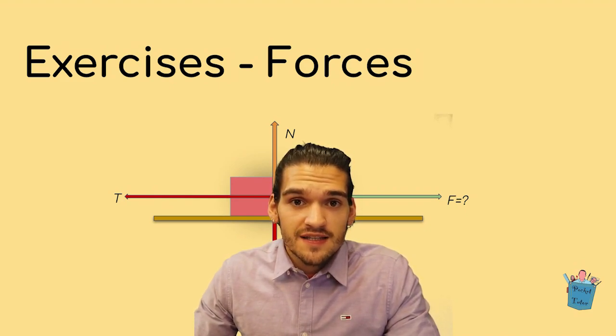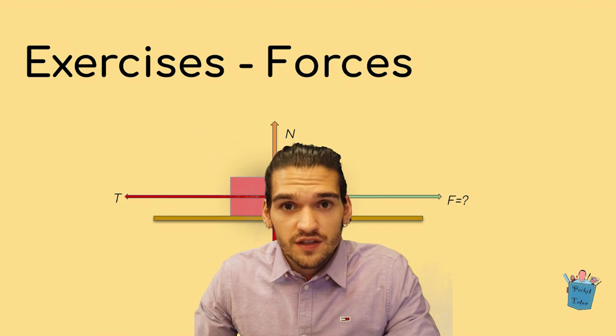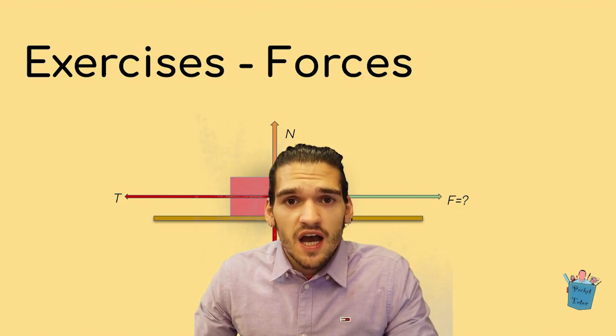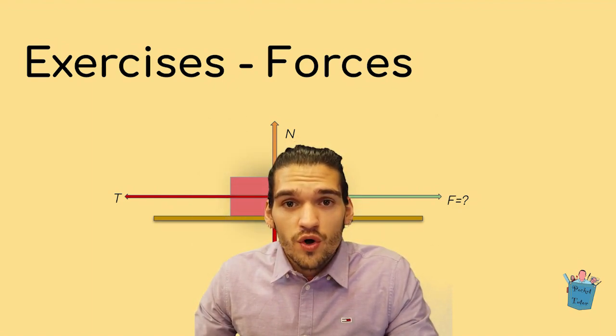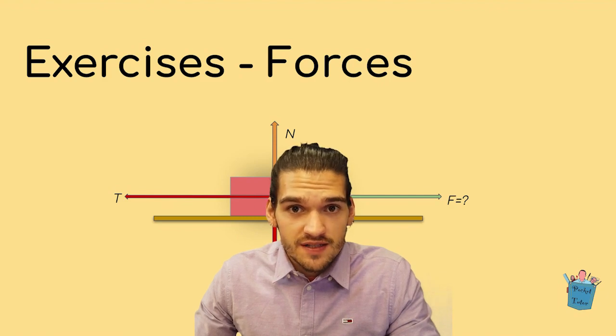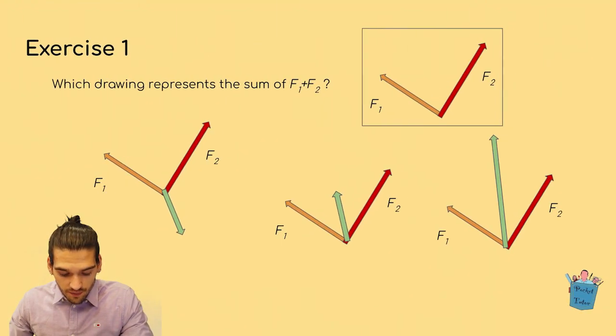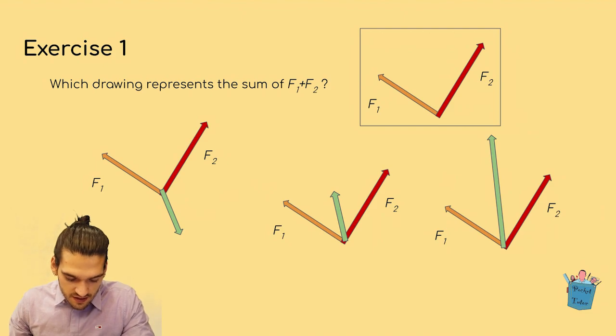And today, as I said last time, we're gonna do some exercises on vectors and forces, just to see how to use them and to understand what are the forces that we talked about last time. So, first of all, this exercise asks, which drawing represents the sum of f1 plus f2?